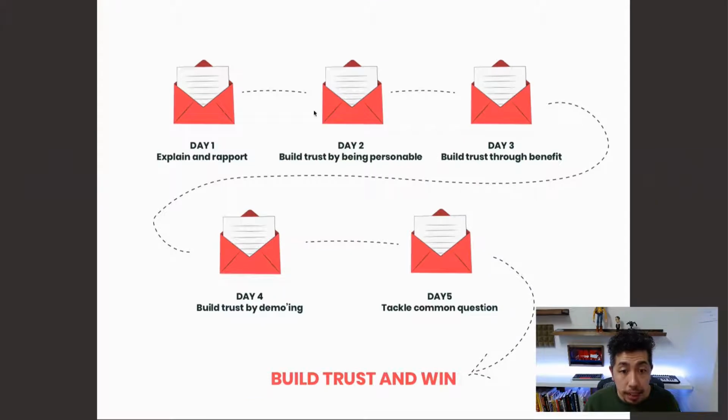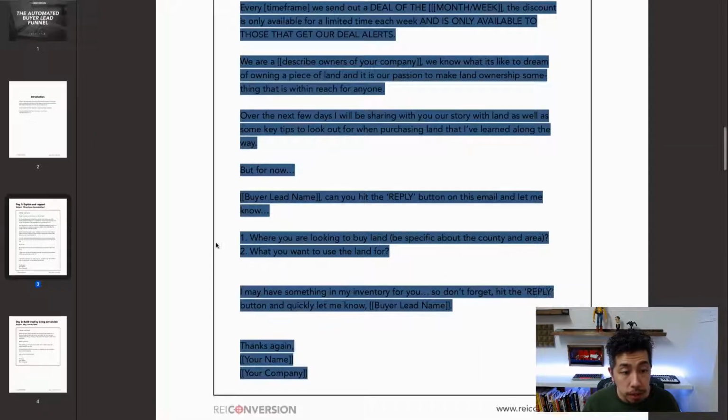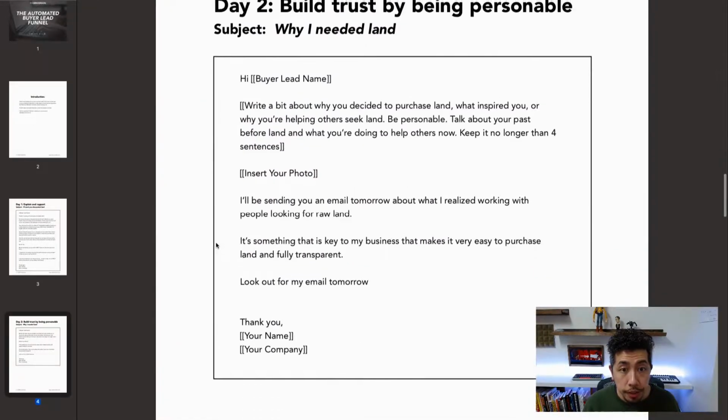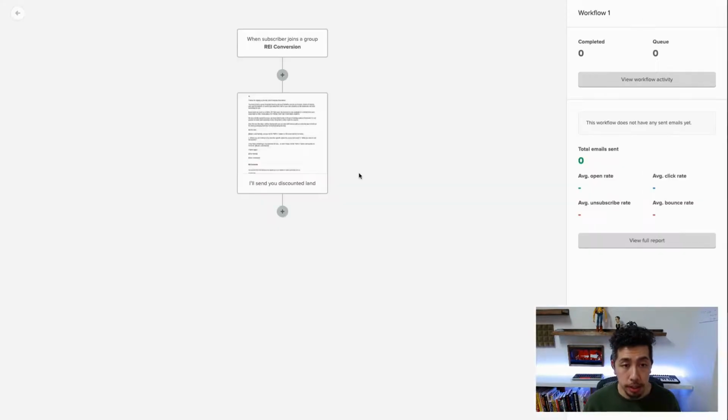We want the second email to go out one day after, on day 2. So we're going to first of all scroll down here to day 2. And this one talks more about my story, why I needed to buy land. And one of the cool things is I'm going to insert a photo here, maybe of myself. Again, the more exposure you can give of yourself, the more trust you can build, right?